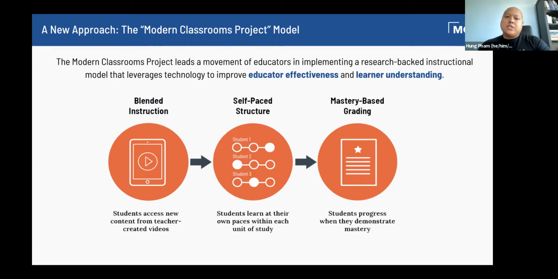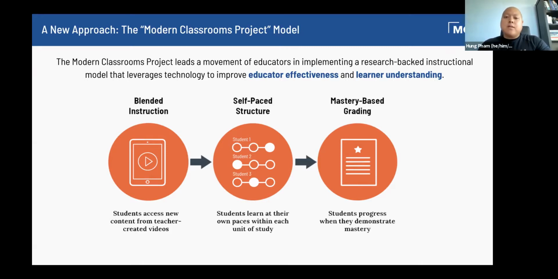And so what they decided to do was come up with this new instructional model that really prioritizes educator effectiveness and learner understanding through three main pillars: blended instruction, self-paced structure, and mastery-based grading. If you walk away from this presentation with anything, it's these three pillars that make up the Modern Classrooms project instructional model. So blended instruction is basically where you are providing students with videos of your direct instruction piece that students can watch and rewatch at their own pace at any time.